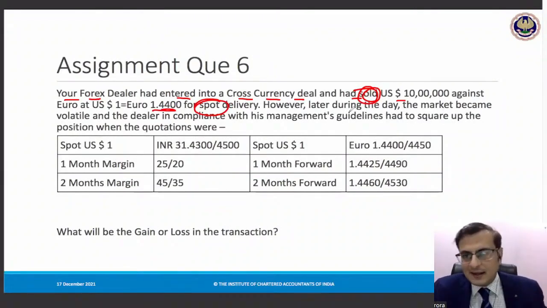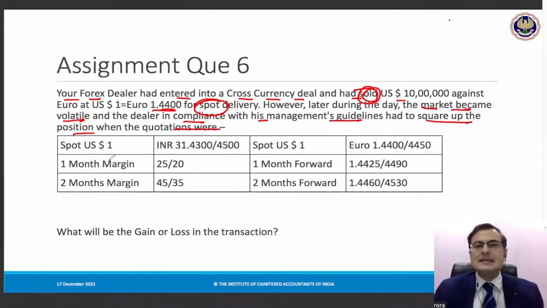Okay. However, later during the day, the market becomes volatile and the dealer, in compliance with the management's guidance, had to square up the position when the quotations were, okay, these are the quotations. Spot, 1 month margin, 2 months margin.